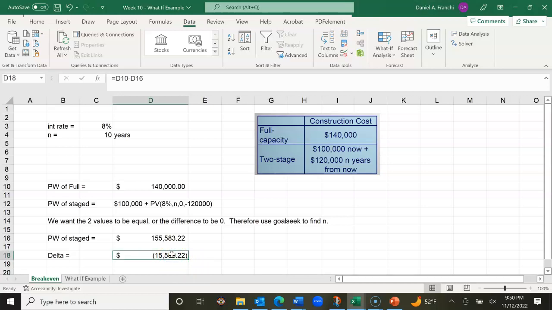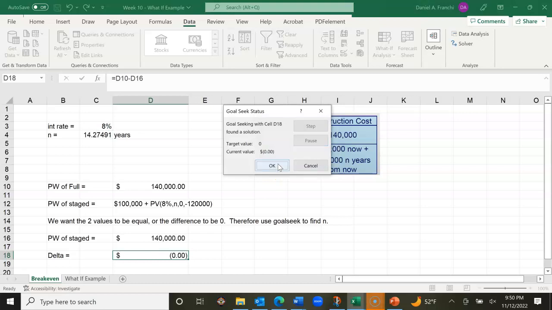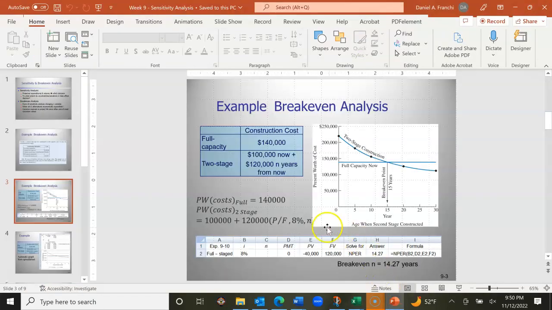So I believe an easier way to think about this is using the goal seek function. What we want to do is goal seeking. We want to set this value, the delta, to 0 by changing cell C4. That's the life. And we find out it's 14.27 years. And if we go back using this n periods function, 14.27 years.